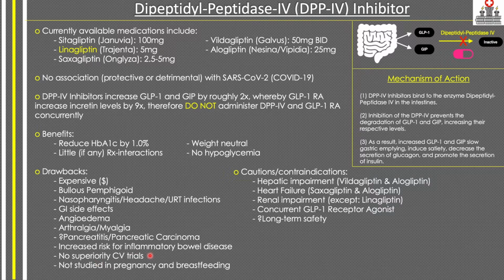As we've stated with the sulfonylureas, they appeared to not have any protection over cardiovascular outcomes, but they didn't appear to be detrimental, and it's the same consistency with DPP4 inhibitors.